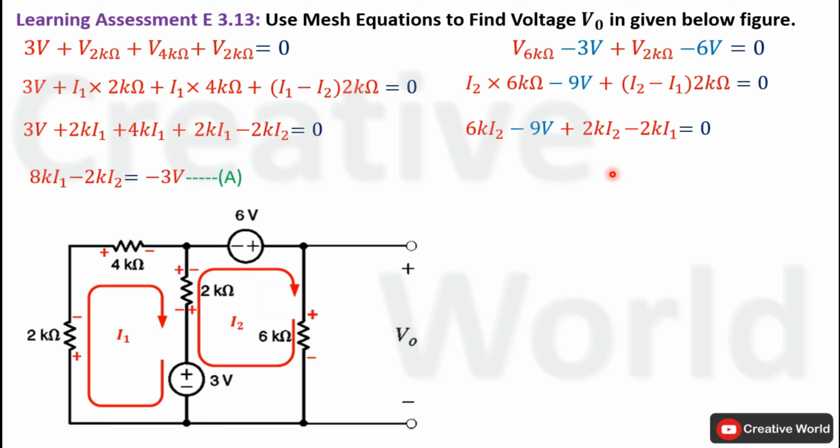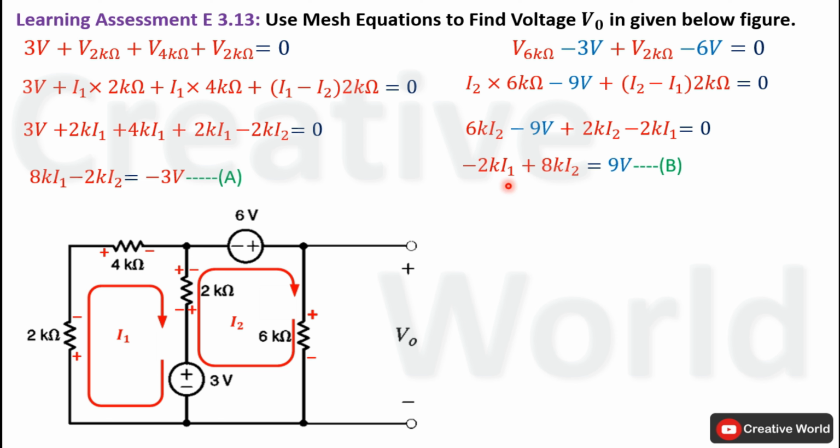Now using these two equations, we will try to find out the value of current I2. And we are interested to calculate the value of current I2 because using this current we can calculate voltage across this 6 kilo ohm resistance that is labeled as V0, and in this scenario it is asked to calculate the value of V0. So in order to find the value of current I2, we will multiply this equation B with 4 and add that resulting equation with equation A.